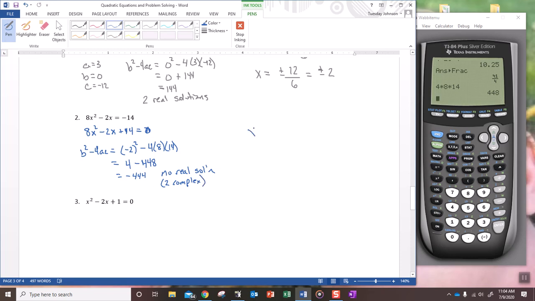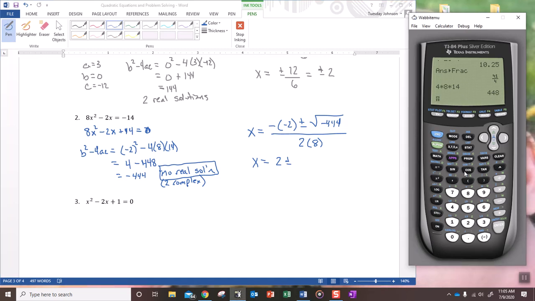So to solve, we'll have x equals negative b plus or minus the square root of negative 444 all over 2a. And since we're looking for real solutions, we would say just no real solutions. But we might also consider, I'm just going to see if I know the square root. We don't.